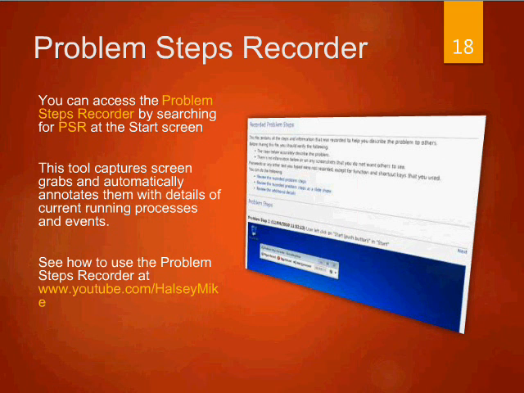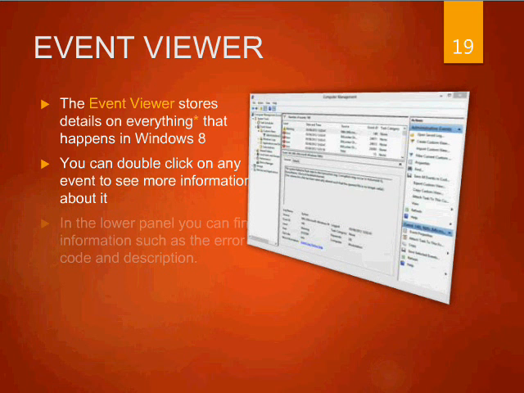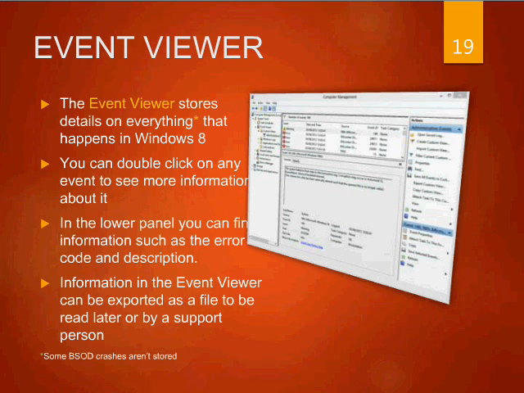So now let's start looking at some of the more technical ways that we can diagnose and fix problems. And the event viewer seems like an obvious place to start. Now, the event viewer stores details on everything, caveat there, that happens in Windows 8. You can double click any event. Sorry, the text is not appearing properly here. To see more information about it, and in the lower central panel you can find information such as the error code and a plain language description of the error.